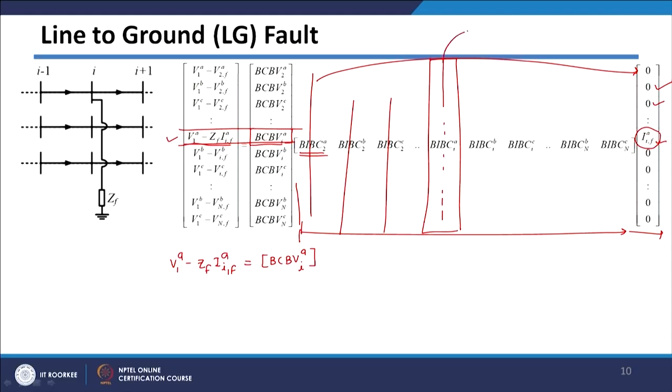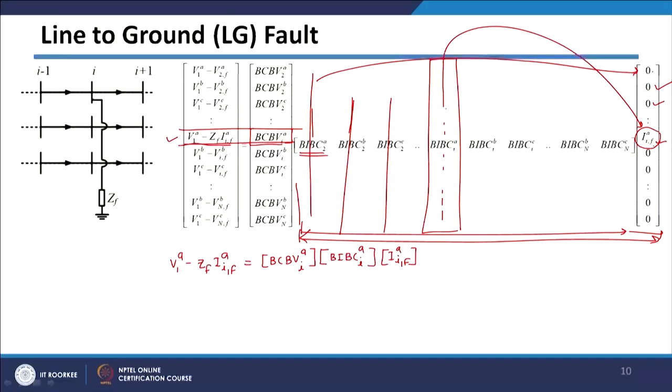So only the multiplication of this column with this fault current will be non-zero, the others will automatically be 0. So in this column I can easily write the part from here to here, just BIBC column for A phase multiplied by the fault current in A phase. I have done this, as I told you, since all the other columns get multiplied by 0 entries.